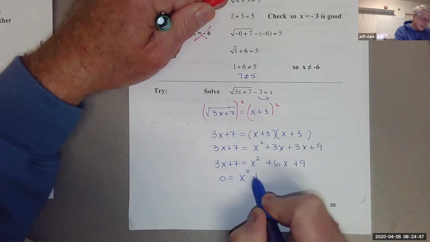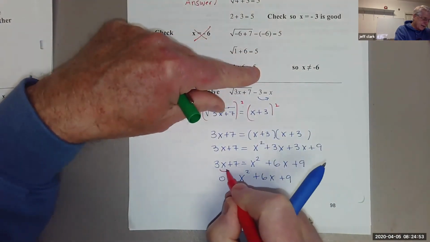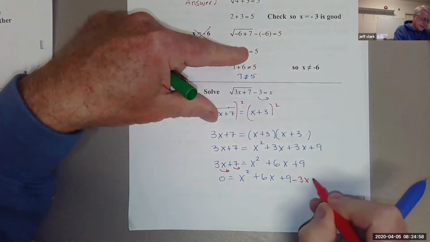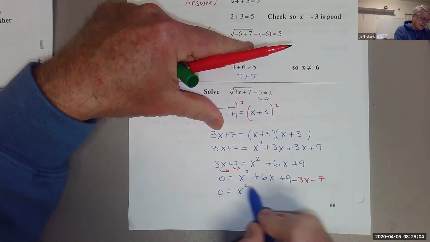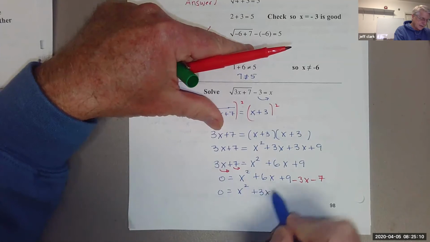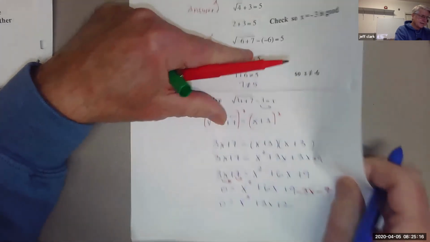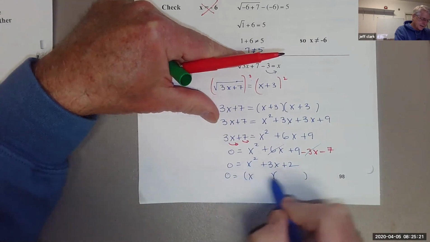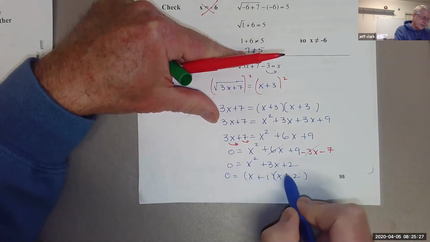So here we go. So I'm bringing this piece to the right and that piece to the right by subtracting 3x and subtracting 7 from both sides. Combining like terms, 6x subtract 3x, 9 subtract 7. Now I factor. Only choice for 2 is 1 and 2. Oh yeah, I'm going to get a 3 if they're both positive. I'm going to get a 3.